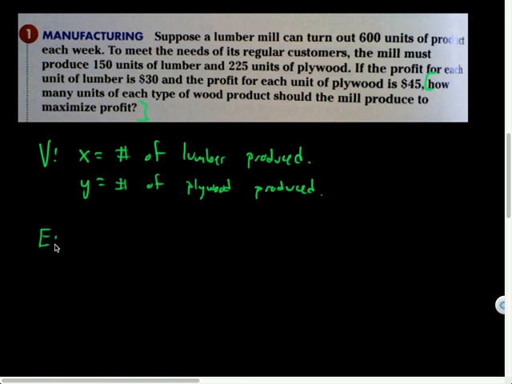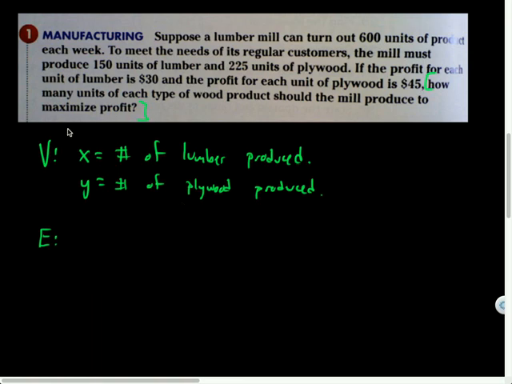So here's my E in VESA for equation. Technically, most of these are going to be inequalities, but we'll still call it E. So what do I know about X and Y? It says, suppose a lumber mill can turn out 600 units of product each week. So what is a relationship between X, Y, and 600 we could make? 600X? 150Y plus 225X? No. Well, let's see.